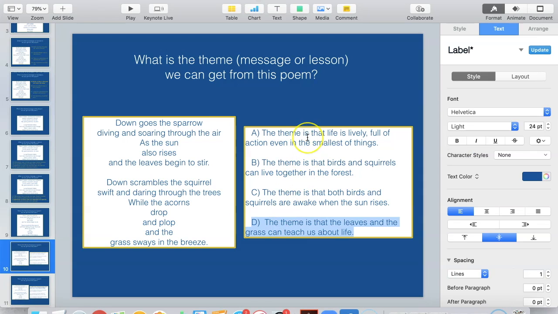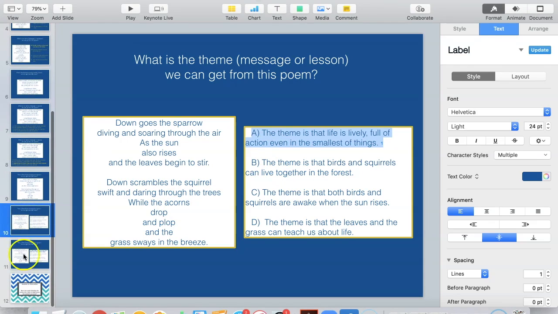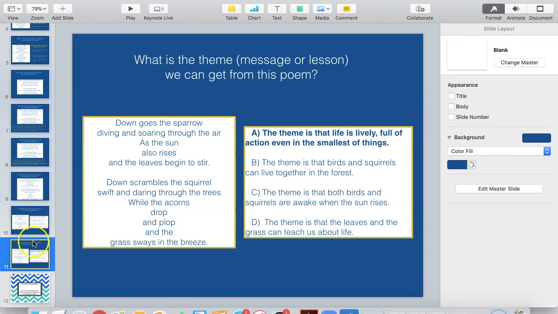So what do we come up with here, right? We came up with the theme, which is, yeah, life is lively and full of action. There's a lot of action happening here, right? We know what the sparrow is doing. We know what the squirrel is doing. We even know what the leaves are doing, what the grass is doing. We know what the acorns are doing. And so A is just the best answer, of course. Yep, we got it right.